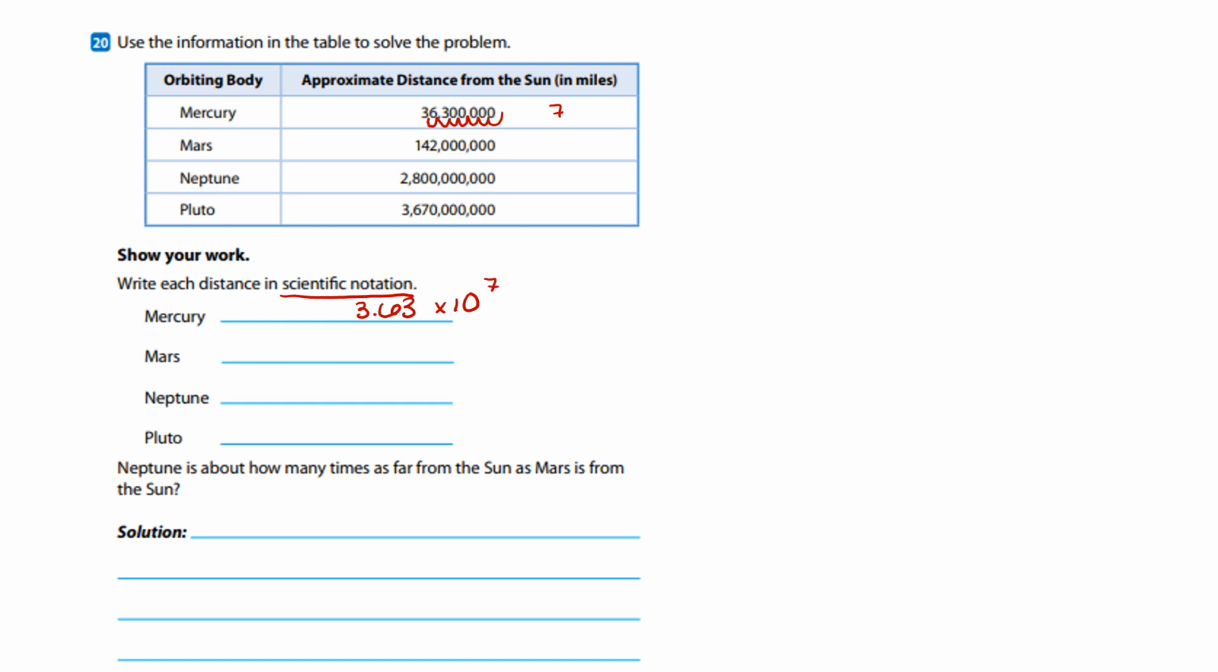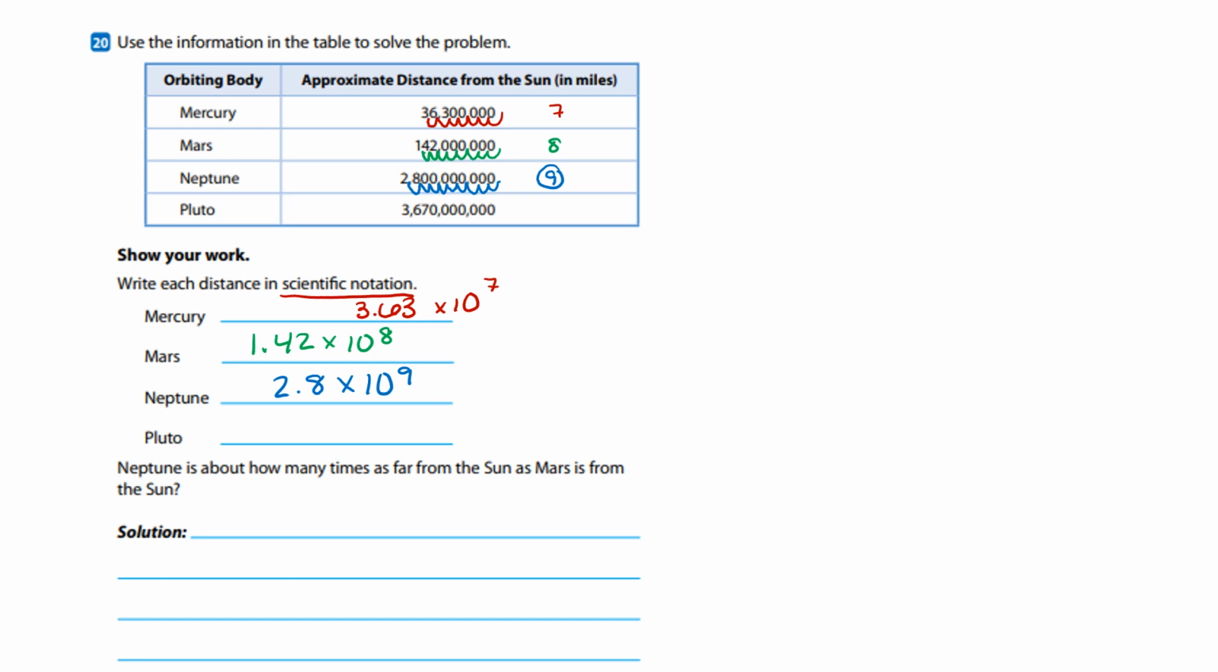For Mars, we move the decimal point 8 times, and we write our answer as 1.42 times 10 to the 8th power. For Neptune, we move the decimal point 9 times, and so we write our answer as 2.8 times 10 to the 9th power.